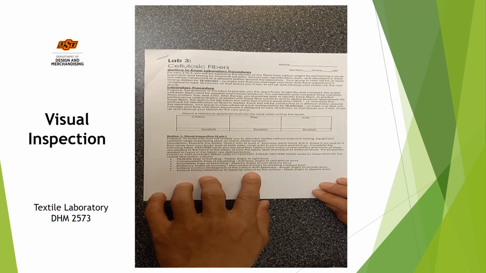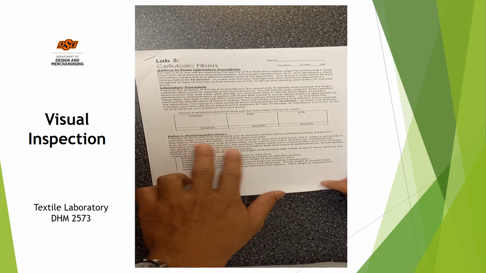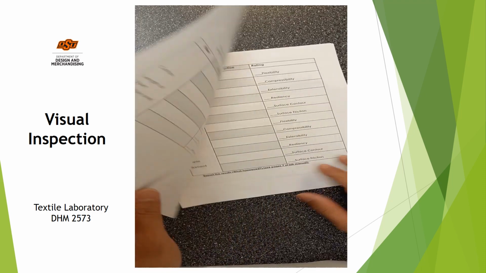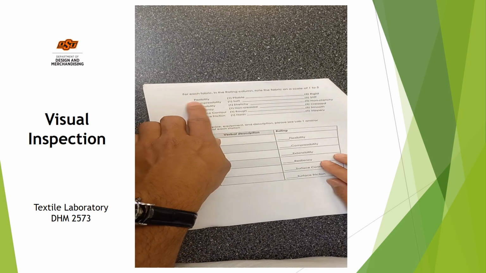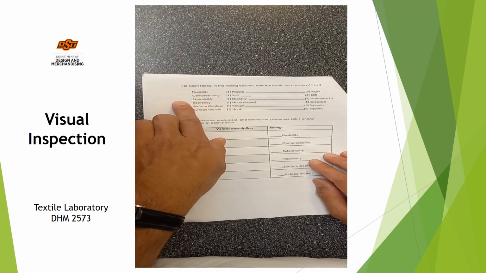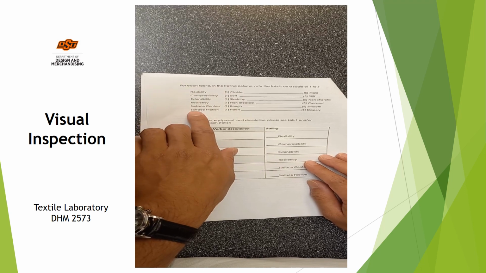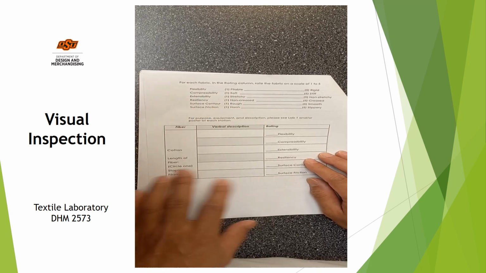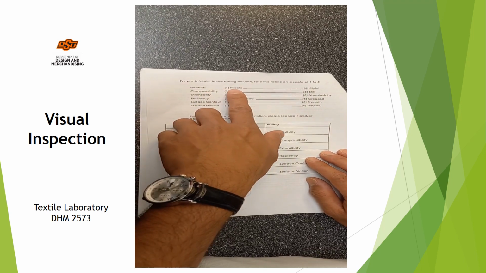Okay, so now we will do the visual test of a fabric sample. In this visual test, we actually test their different properties, like we check their flexibility, their compressibility, their extensibility, their resiliency, their surface contour, and their surface friction. Okay, and you can see for each of the testing, we have a rating.